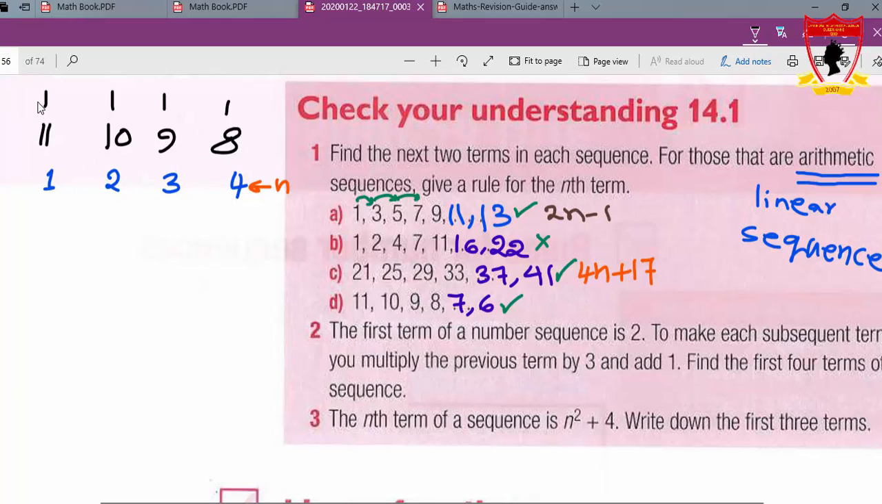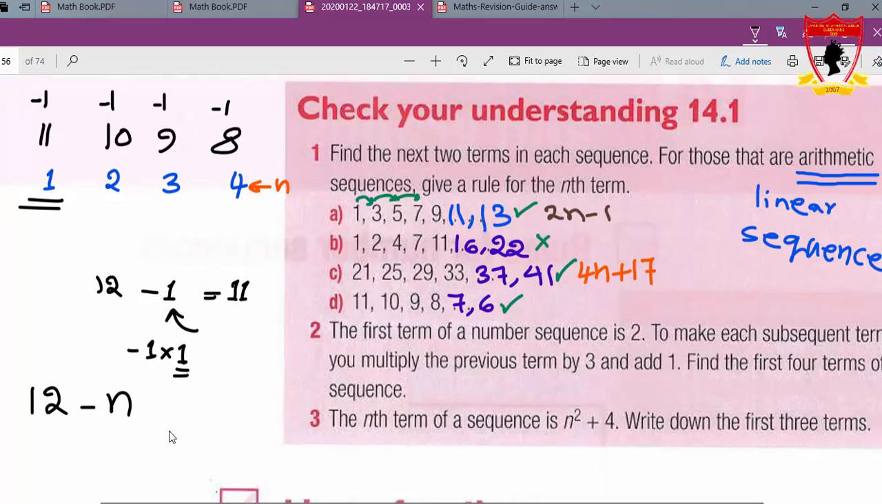Then we miss something. What is it? It's each time minus 1. For minus we have to write it, but for plus, since plus is positive, we don't have to write the difference. Negative 1 times 1 is equal to negative 1. Then how can we get 11 from negative 1? If we say 12, 12 minus 1 is equal to 11. But this 1 is not just a normal one. It's negative 1 times 1. This one is this one that represents n. Now, the formula will be something like this: 12 minus n.